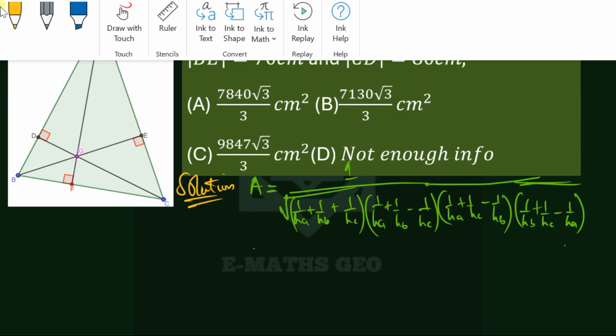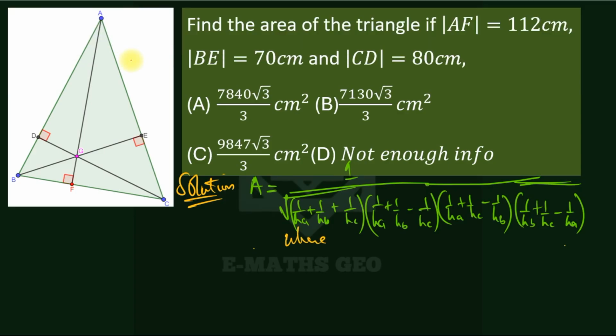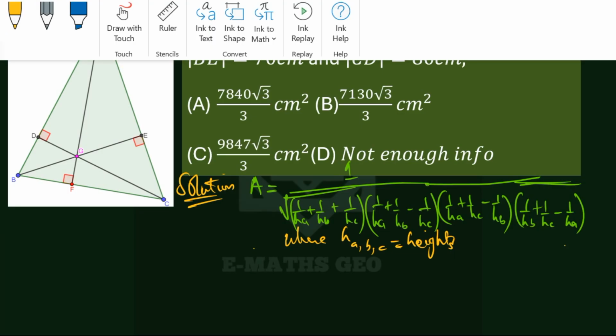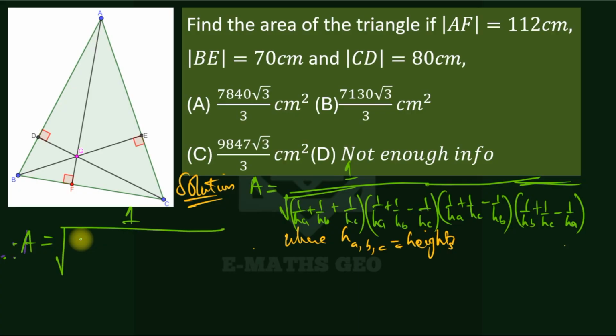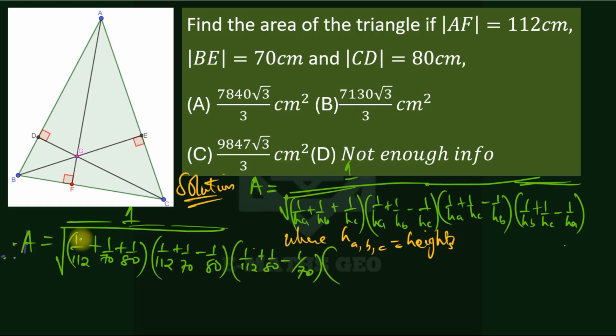So let's substitute, where HA, HB, and HC are the heights. Let's plug in. The area is now equal to 1 over the square root of: 1/112 + 1/70 + 1/80, times 1/112 + 1/70 - 1/80, times 1/112 + 1/80 - 1/70, times 1/70 + 1/80 - 1/112. So they are all in square roots.